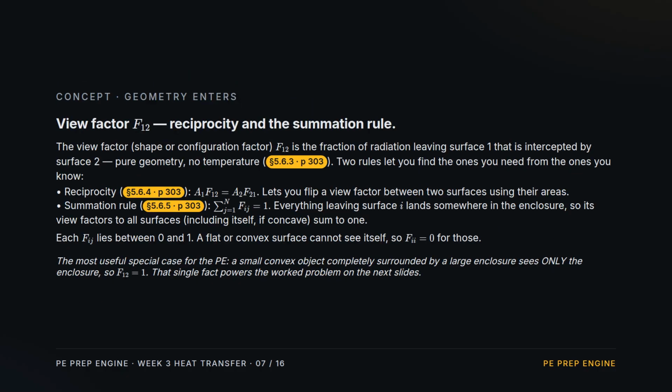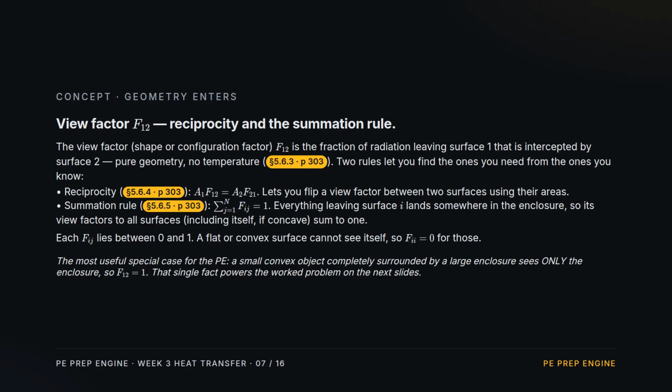Now geometry enters. The view factor, also the shape or configuration factor, F12, is the fraction of radiation leaving surface 1 intercepted by surface 2. Pure geometry, no temperature. Two rules find the ones you need.